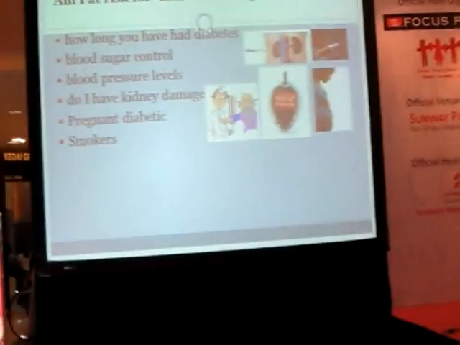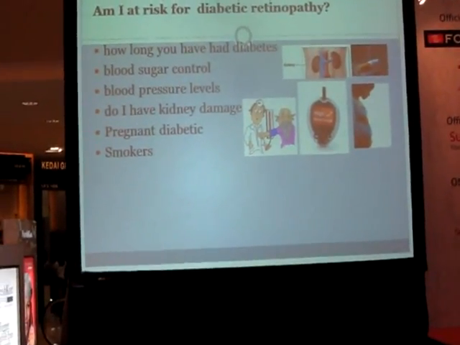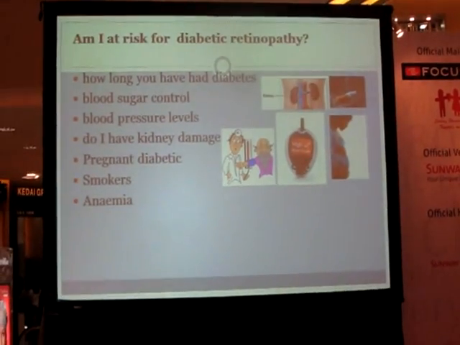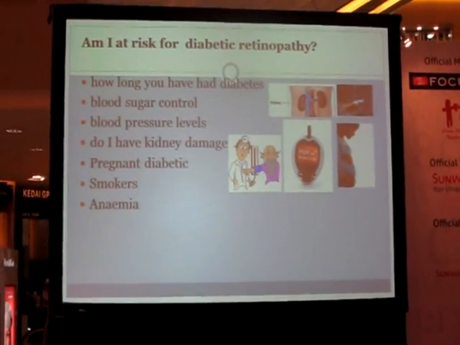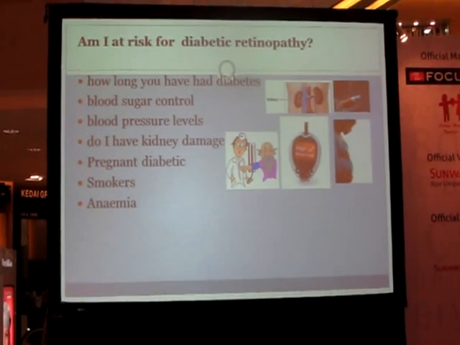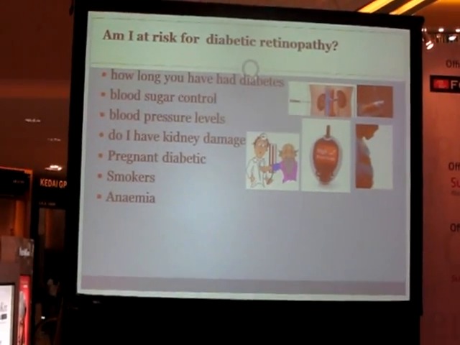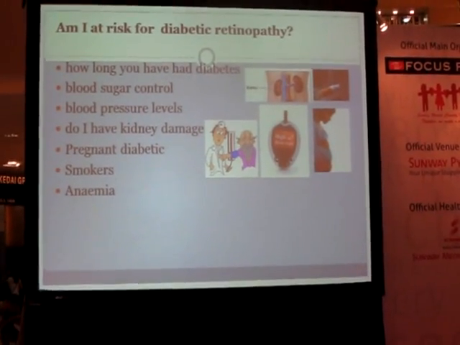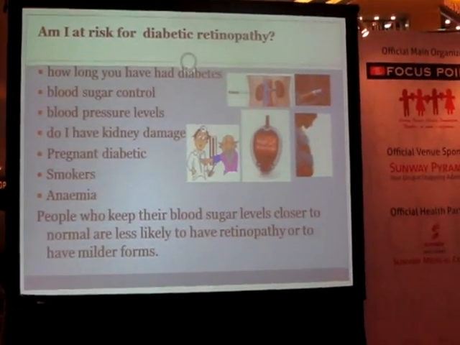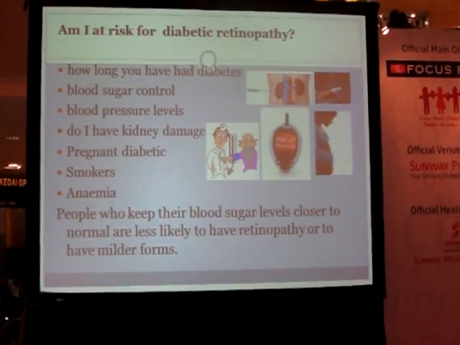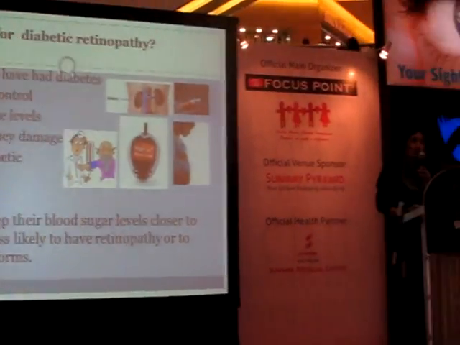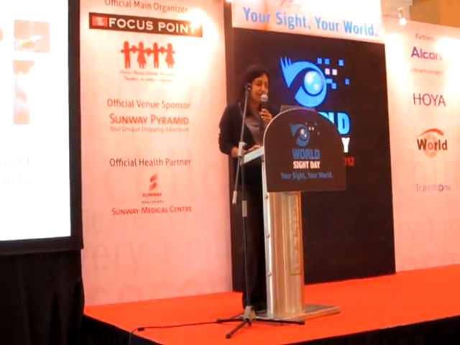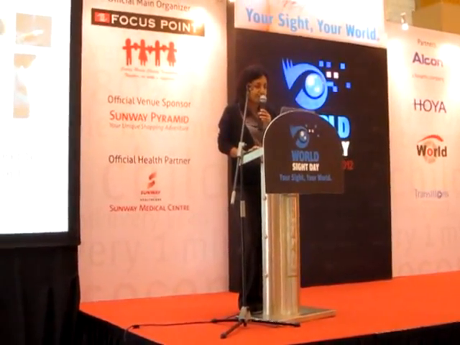And of course, smokers, because smoking can damage blood vessels and cause damage in the back of the eye as well. If the blood counts are low, you also can get retinopathy. That means you have very low oxygen carrying capacity in your body because your blood count is low, you're very anemic. But the important message is if you can keep your blood sugar level closer to normal for a long time, you're less likely to have this damage to the retina called retinopathy.